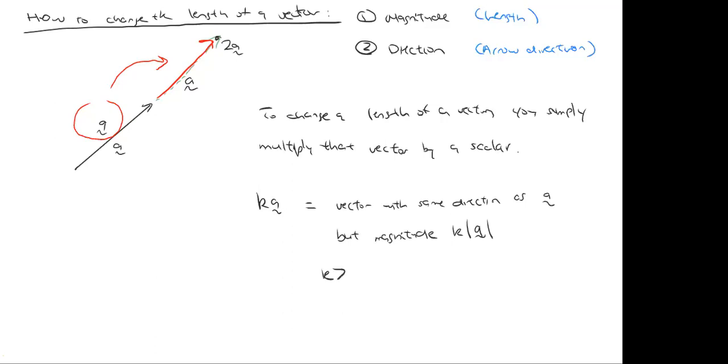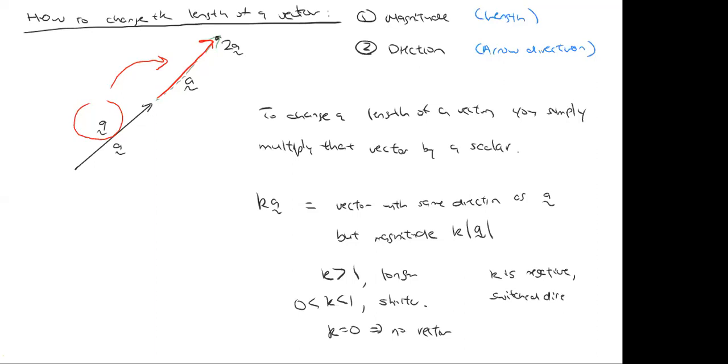So of course, if K is bigger than 1, then you're going to get something longer. If K is between 0 and 1, then it'll be shorter. If K equals 0, then you have no more vector. So that's a more special case. And of course, if K is negative, then you have switched the direction. Which means technically you've not just changed the length of the vector, you've also changed the direction. So you would treat the negative part separately. So multiply by a number to change the length. And as we talked about before, if you make it negative, then you'll switch the direction.